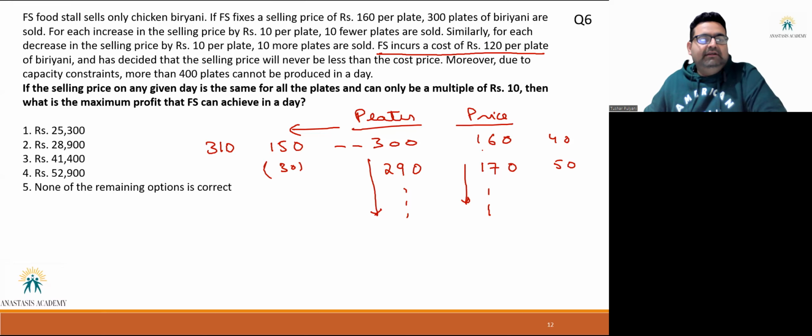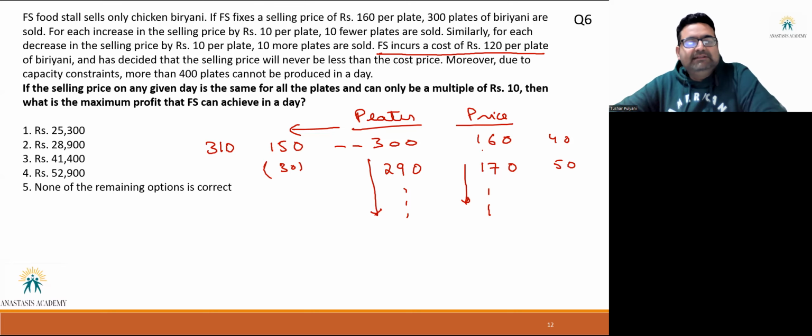If they're saying these things, more or less we assume this, but they've clarified that selling price is the same for all plates and it can only be a multiple of 10. We were going to take that anyway, right? Then what is the maximum profit you can achieve? So we have to figure out where I'll end up by increasing the price, by decreasing the price, what is my overall profit and where is my maximum.